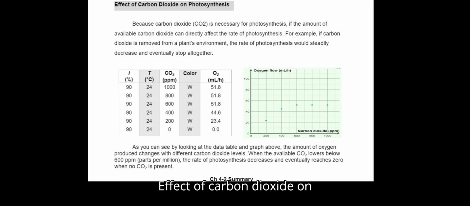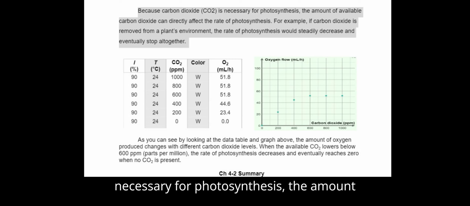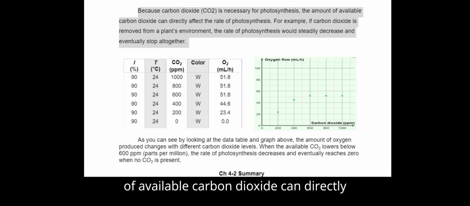Effect of carbon dioxide on photosynthesis. Because carbon dioxide, CO2, is necessary for photosynthesis, the amount of available carbon dioxide can directly affect the rate of photosynthesis. For example, if carbon dioxide is removed from a plant's environment, the rate of photosynthesis would steadily decrease and eventually stop altogether.